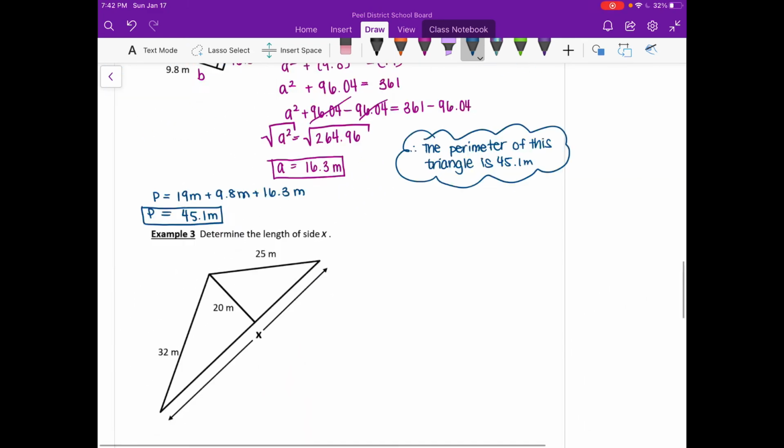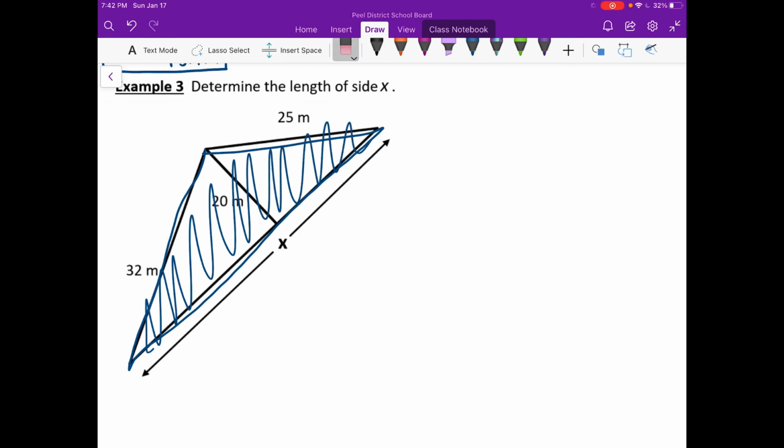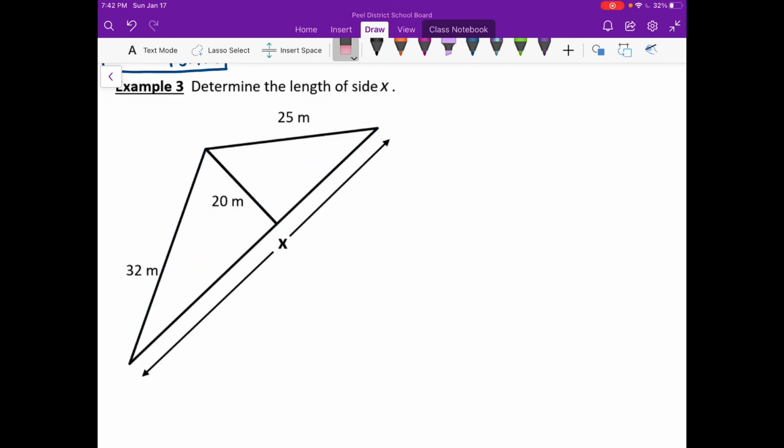So as always, as we move on, it gets a little trickier. It says to determine the side length of x. We can't do a squared plus b squared equals c squared here. And the primary reason for that is that this entire triangle, if we look at it, the entire triangle as a whole is not a right angle triangle. So we have to figure out a different way to do this.